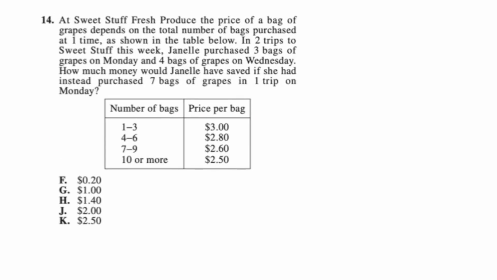Number 14 says, at Sweet Stuff Fresh Produce, the price of a bag of grapes depends on the total number of bags purchased at one time, as shown in the table below. In 2 trips to Sweet Stuff this week, Janelle purchased 3 bags of grapes on Monday and 4 bags of grapes on Wednesday. How much money would Janelle have saved if she had instead purchased 7 bags of grapes in 1 trip on Monday?